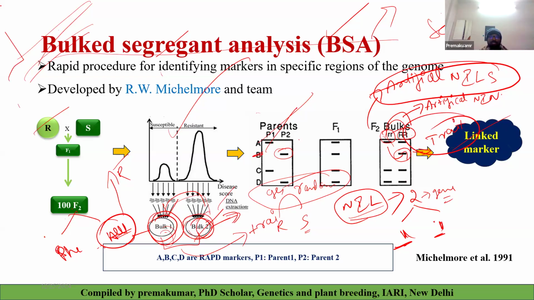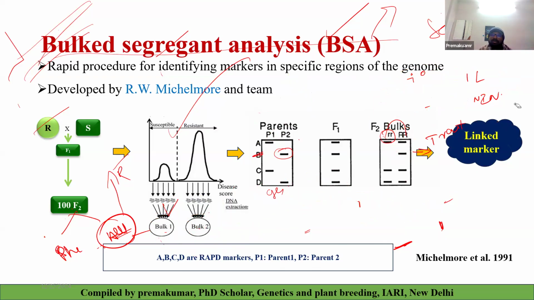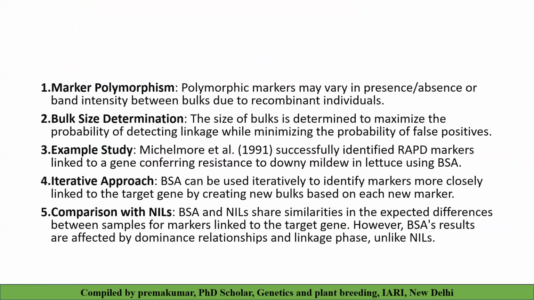I hope you got this point. You should have a brief knowledge of population genetics: what is the frequency when you do extreme phenotyping, and how the frequency of particular alleles is enriched in these bulks. You should have that knowledge, then only will you get it. But if anybody asks what principle BSA works on, it is based on the principle of near isogenic lines. You should at least be able to answer that. Okay, understood what bulk segregant analysis is and its principle? Yes, sir, we discussed this already.